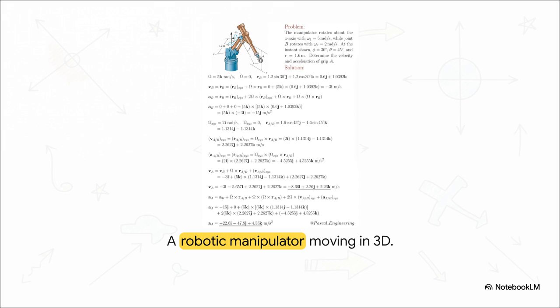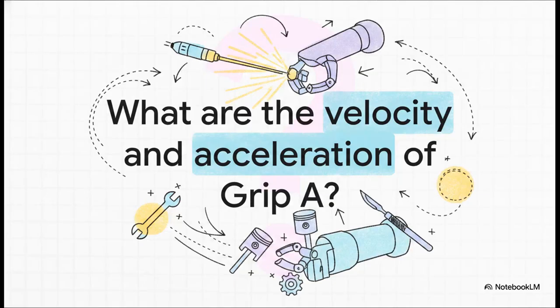Let's check out the dimensions. The arm's base connects right at joint B, pitched at an angle phi of 30 degrees. The arm itself stretches out to a length r of 1.6 meters and is angled at theta equals 45 degrees. This specific geometry is literally the foundation for everything we're about to do. So, what does this all mean?